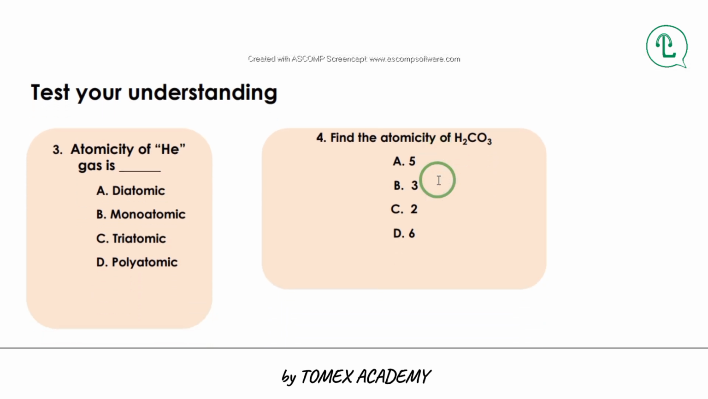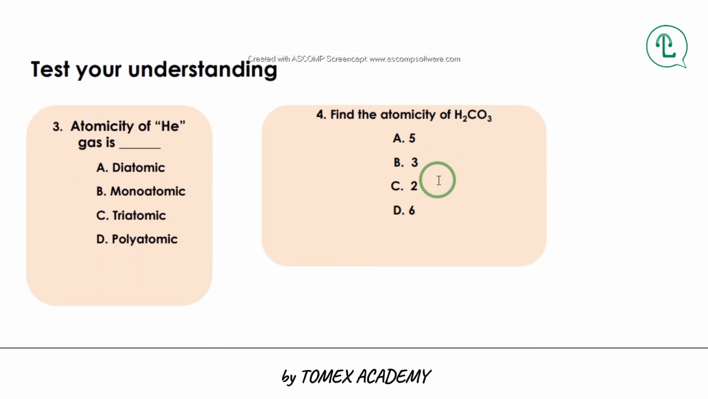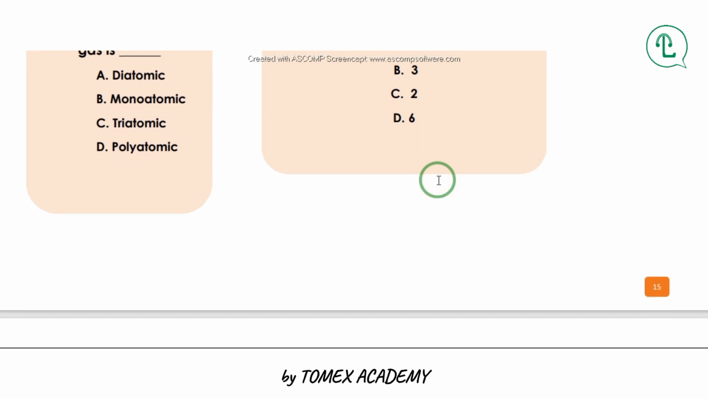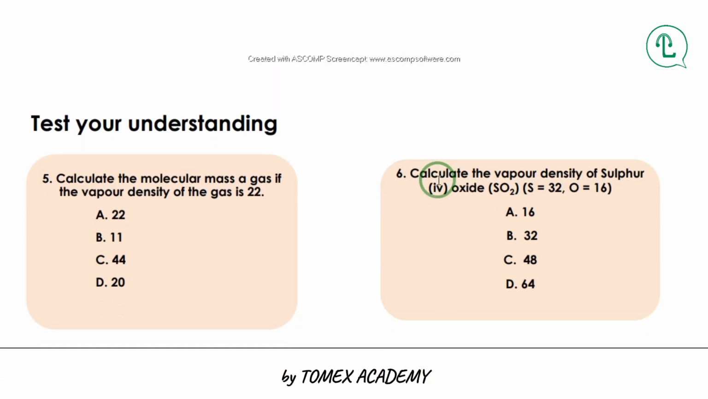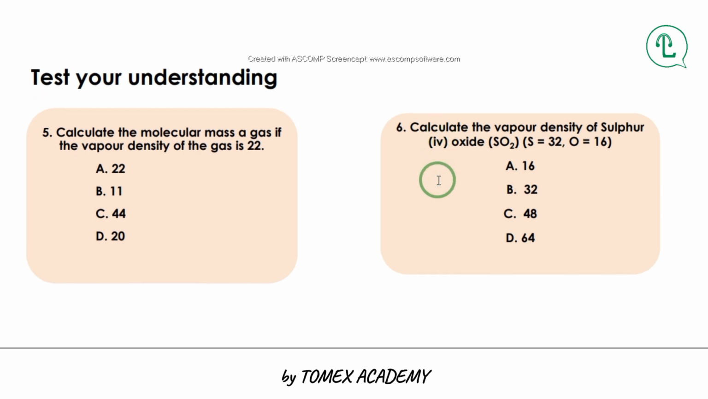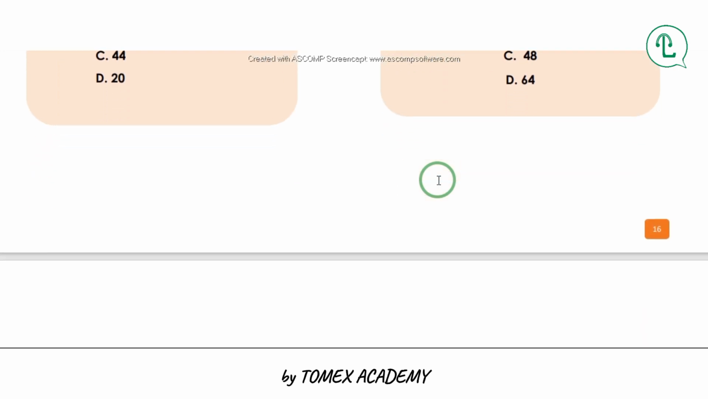On question number 3, atomicity of helium gas. This is straightforward. Of course, you should know that it's monoatomic. Find the atomicity of this. You should be able to do this too. Then question number 5, calculate the molecular mass of a gas if the vapor density of the gas is 22. You should be able to solve this question. And in case you are having difficulty in solving any of the questions, the solutions are on this slide.